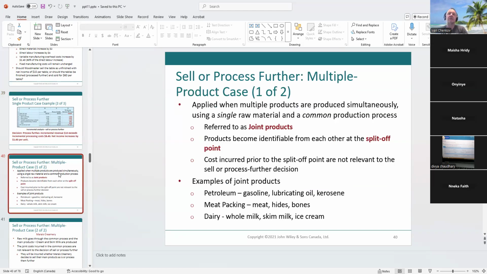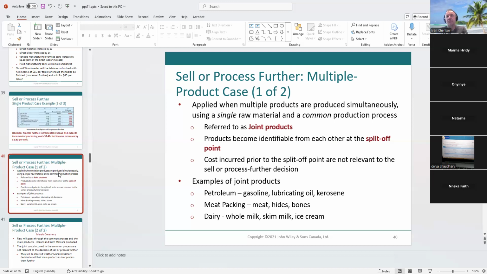Multiple products is when we have multiple products produced from a single raw material, and we have a common production process. Those are referred to as joint products, the one that I showed you on the graph on the board. And products become identifiable at the split-off point. Now, costs which happen before the split-off point, before the point that we split the products, that cost is not relevant. So we do not consider that cost.